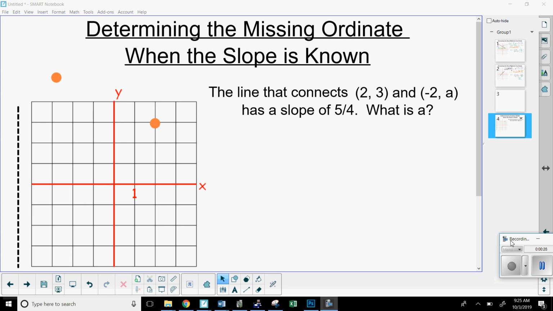Okay, so the statement here says the line that connects 2 comma 3 and negative 2 comma a has a slope of 5/4. What is a? Well, what they're saying by that is that they've given you half a point here. And that means that you don't know the ordinate value of a.